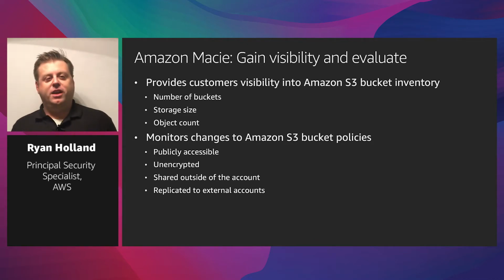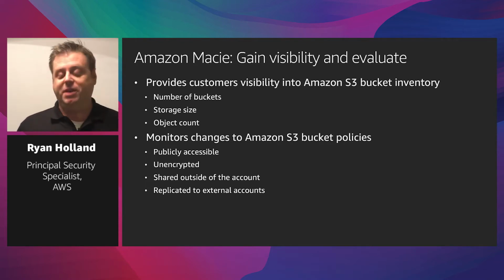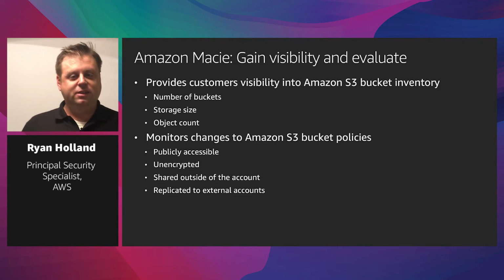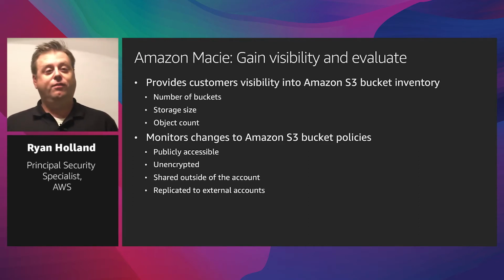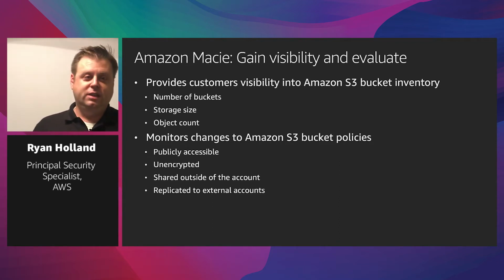So like I mentioned, the first one and kind of key to a lot of this is visibility and understanding, again, all of the buckets that exist in all of your Amazon accounts and give you an understanding of how many buckets are there and how many objects are in those buckets and what is the total size of all those objects. This is something that has routinely been very difficult for customers to get a handle on. And so with Macie, we give you an organization-wide view of all of your buckets.